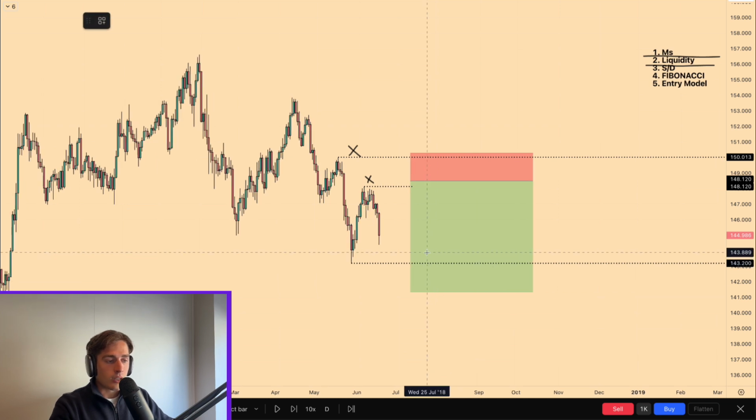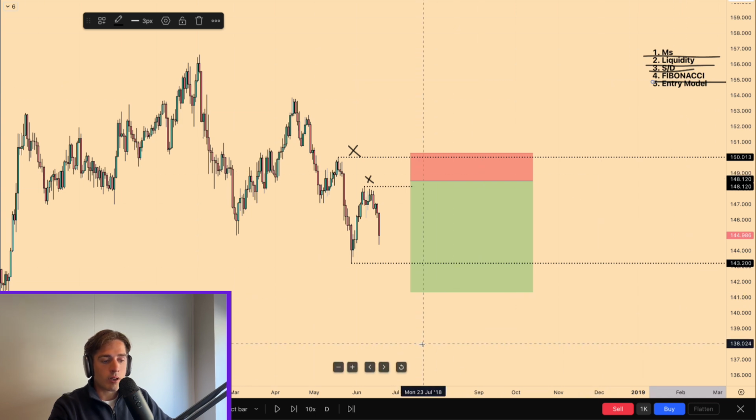Now, the last part is identifying my supply and demand, the Fibonacci, and the entry model. When it comes to supply and demand, it's fairly simple.